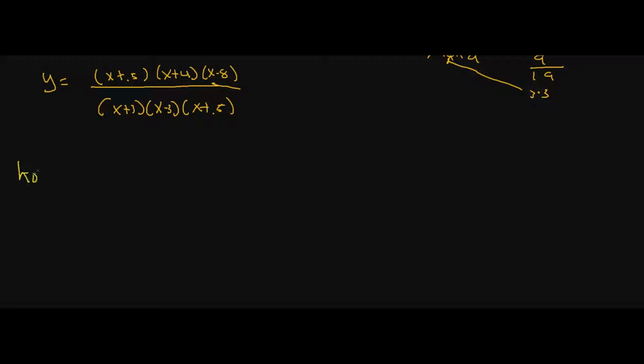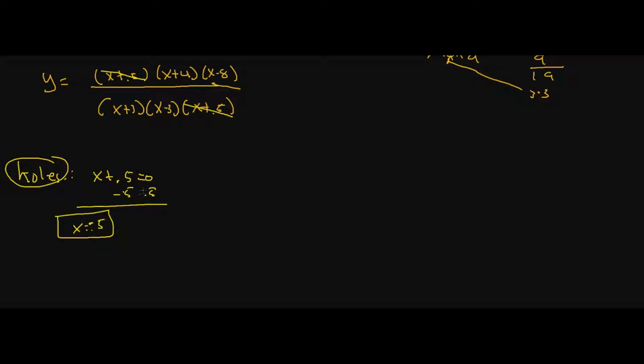Let's officially identify the holes of the function. Well, I notice this is the same top or bottom. So we're going to get x plus 0.5 equals 0. Subtract 0.5 from both sides, and we're going to get that x equals... oops, negative 0.5, I should say.